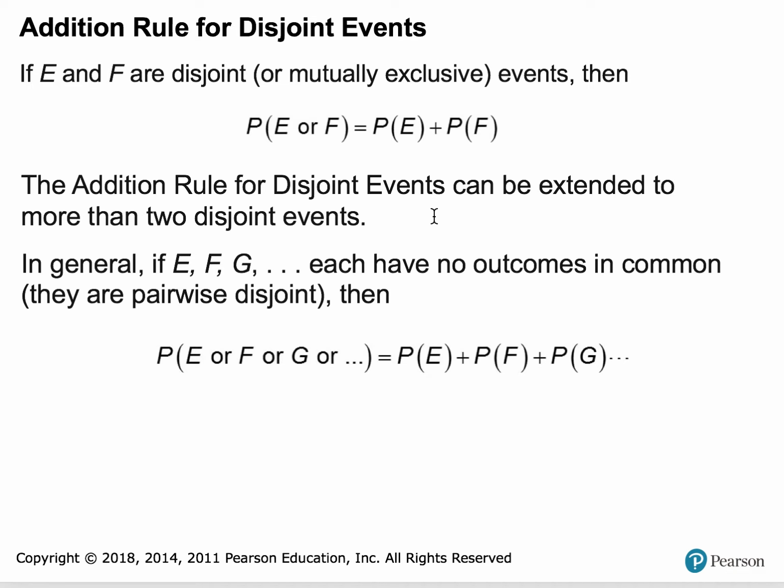The addition rule for disjoint events can be extended also to more than 2 events. So no matter how many events you have, E, F, G, you just continue adding them. But they've got to be disjoint, right?